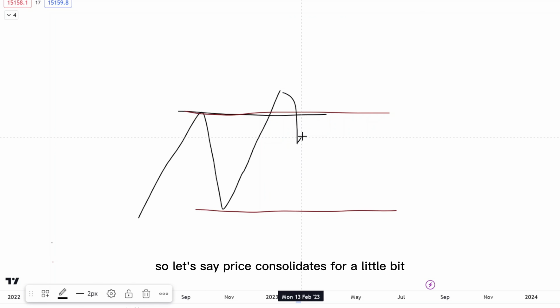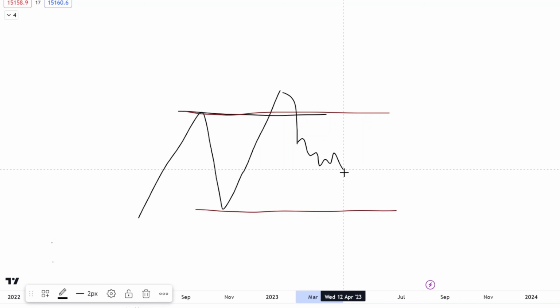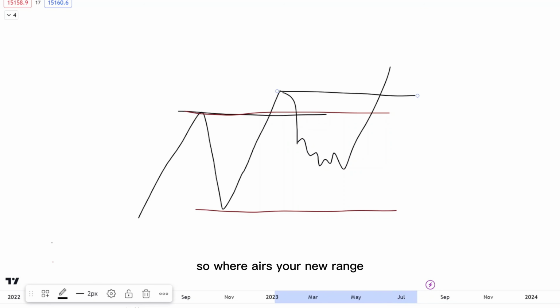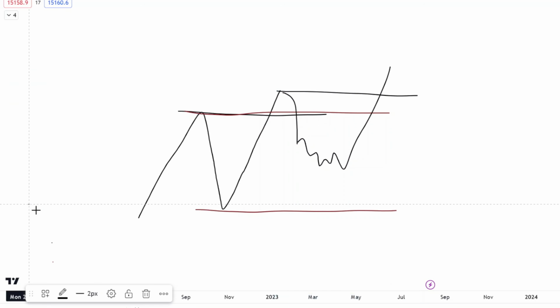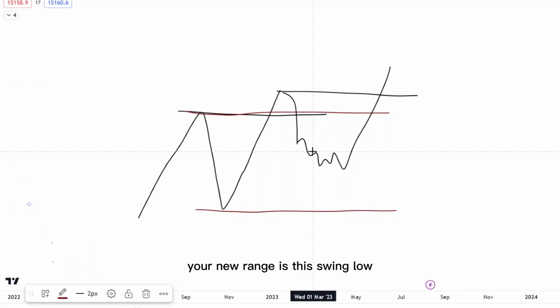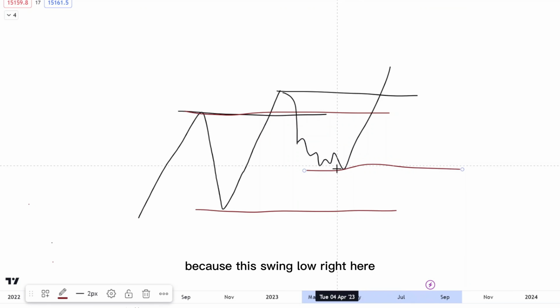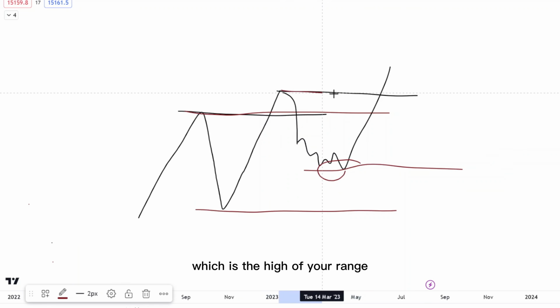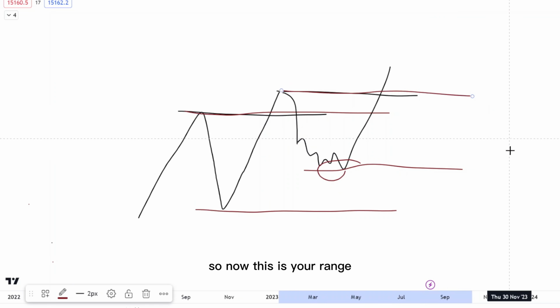So let's say price consolidates for a little bit and then takes out this swing high. So where is your new range? Your new range is this swing low. Why is it this swing low? Because this swing low right here is responsible for taking out this high, which is the high of your range. So now this is your range.